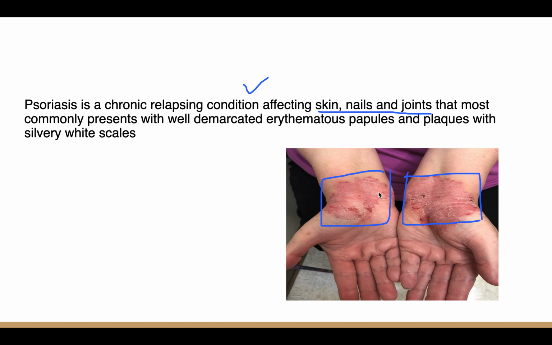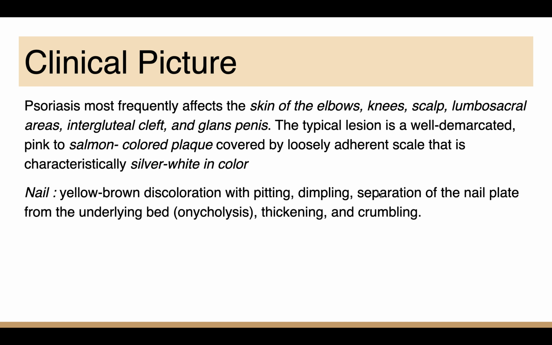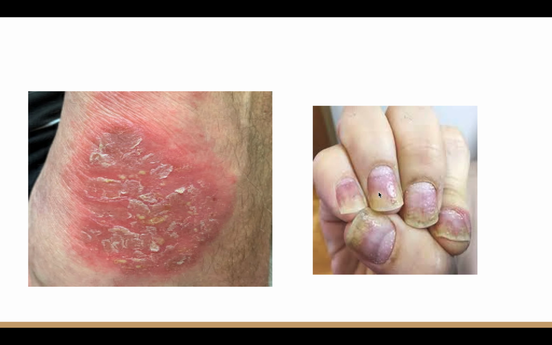skin which are reddish in color, that is, erythematous plaques or papules are seen with silvery white scales. So if you see over here, this is the typical picture. You have an erythematous area, that is a reddish area, and over it there are silvery white scales. So this is a picture of psoriasis.